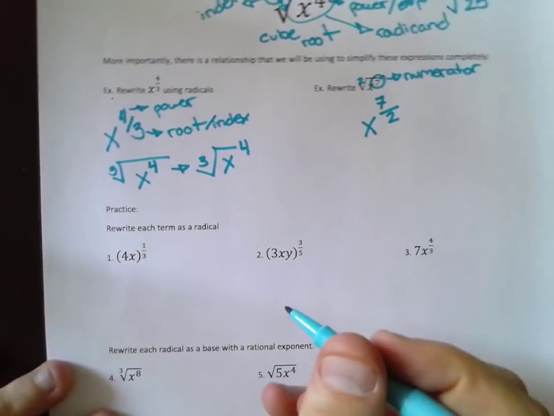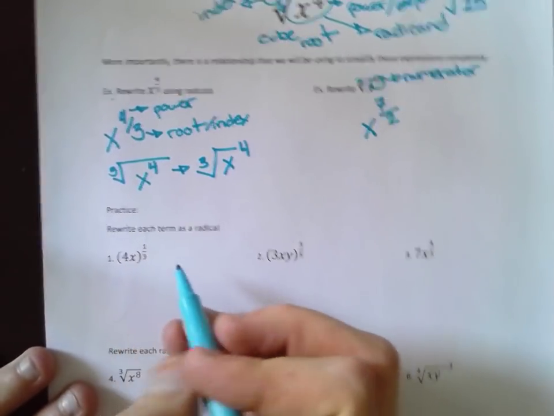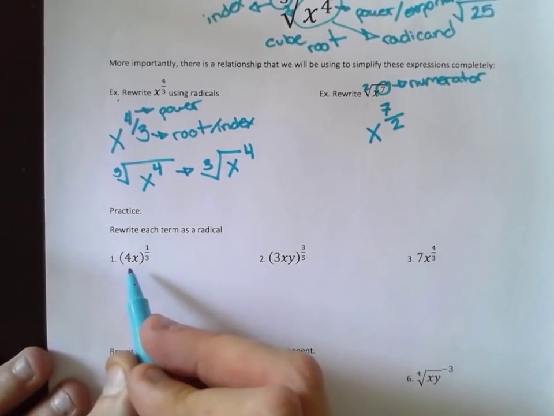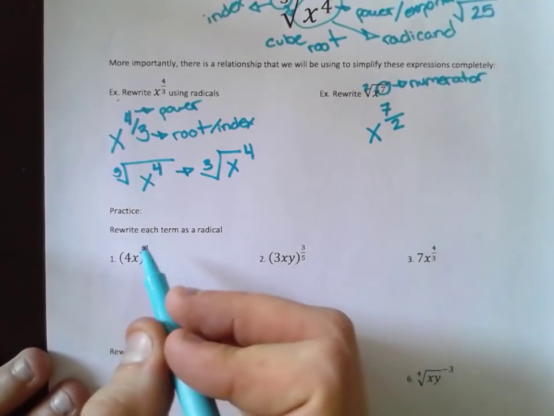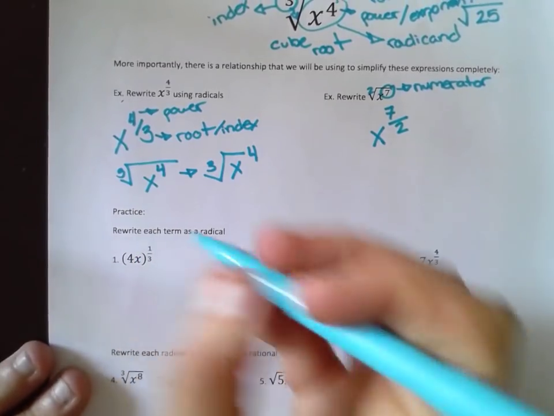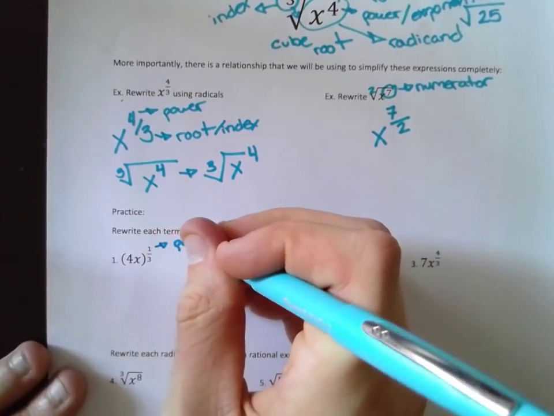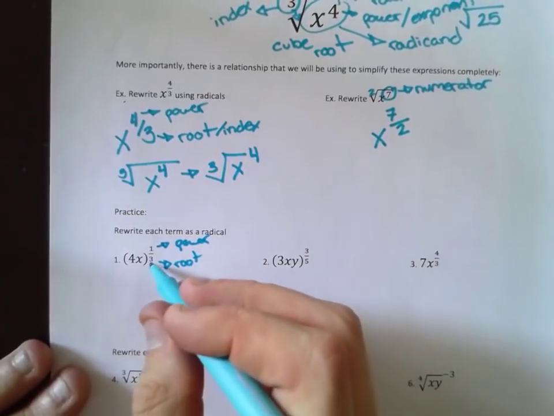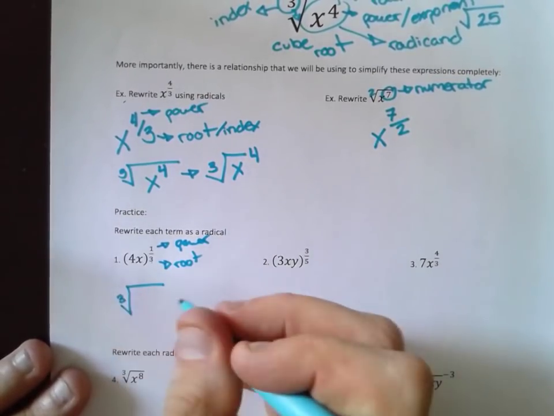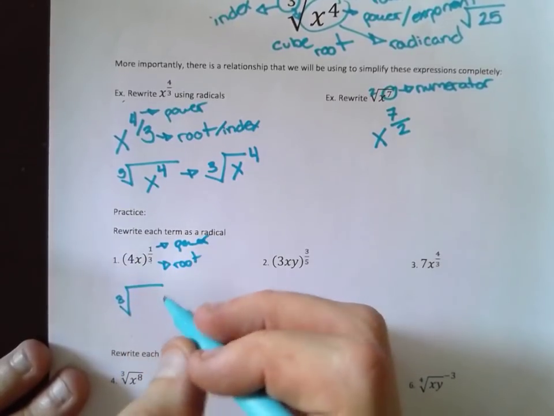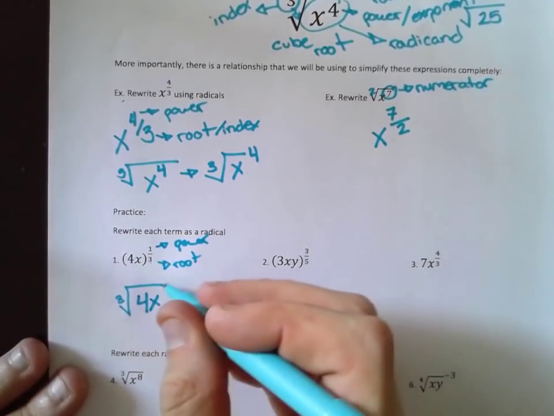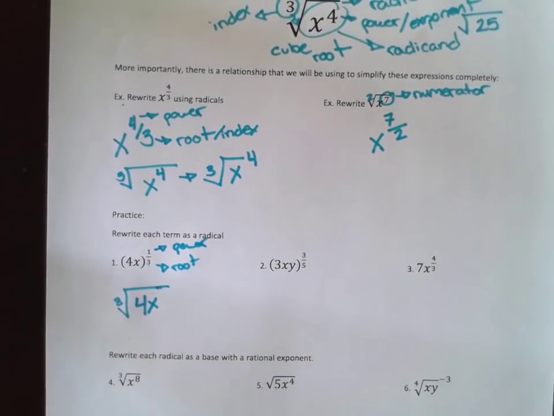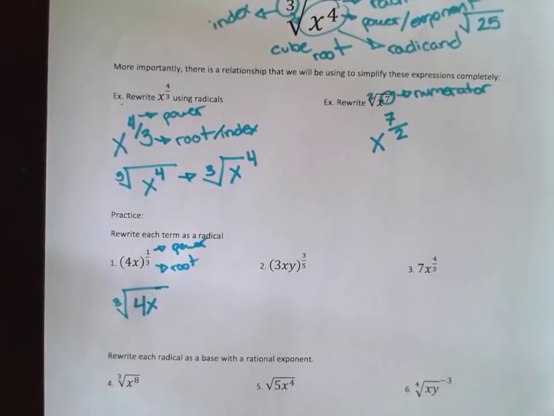First one, 4x to the 1/3. Notice I'm raising everything to the 1/3 power, so I'm going to put everything underneath the cube root. Remember, this is my power, and this is my index, or my root. So I'm going to have a cube root. Since 4x is inside my parentheses, the entire thing goes underneath the cube root, and I'm going to have a power of 1. I don't have to write the 1, because if I don't write anything, it's assumed to be there.